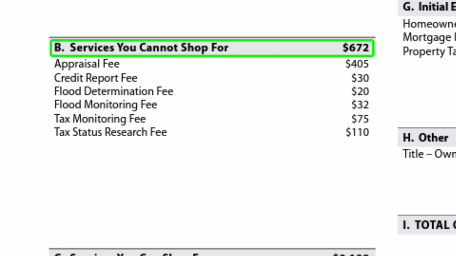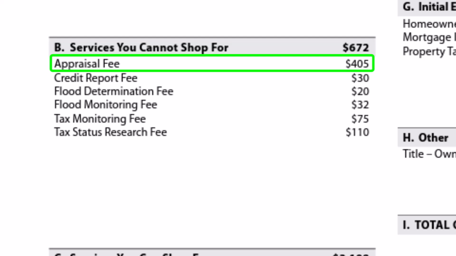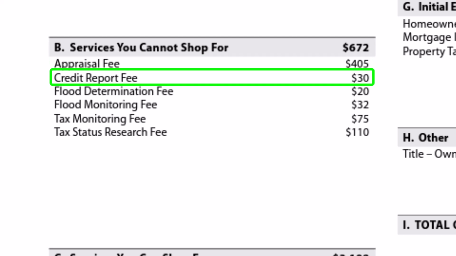These are services that lenders provide for you. These include the appraisal fee, credit report fee, flood determination fee, flood monitoring fee, tax monitoring fee, and tax status research fee, and I believe that's it. Now, here's what they all mean. Appraisal fee is the cost paid to the home appraiser. That's pretty simple. Credit report fee is the cost to obtain your credit report.